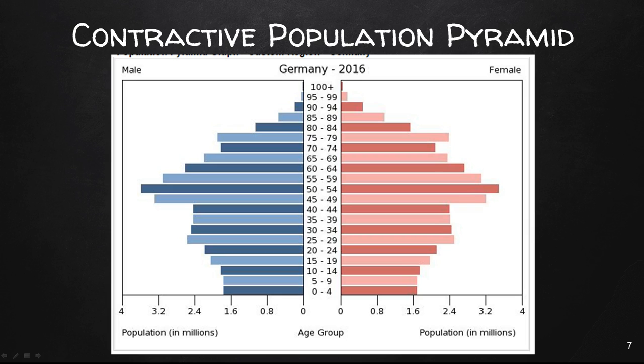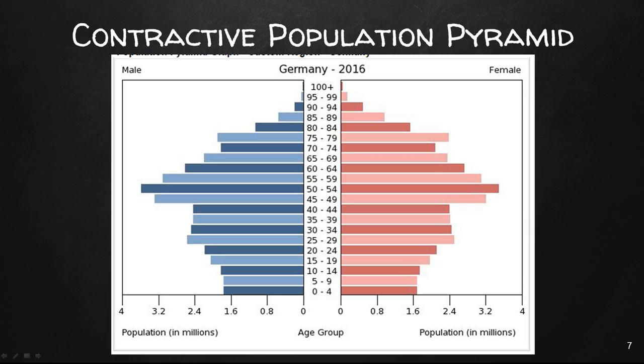Here's an example of a constrictive population pyramid. And here we notice that the base is very low or very narrow for the reproductive age population. So this indicates a decreasing population trend and a well-developed country. And so this, for example, is Germany in 2016.